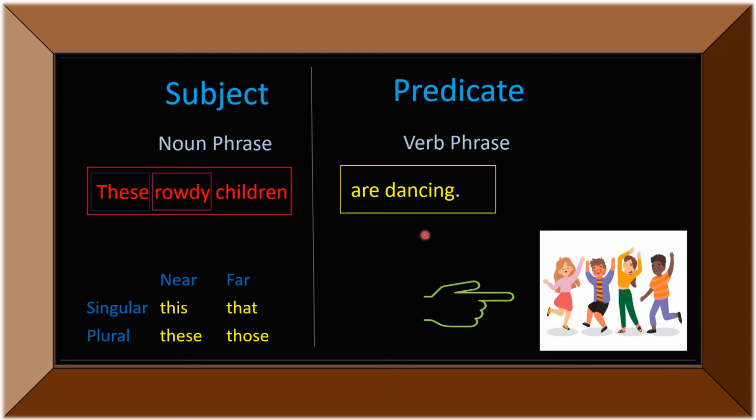These rowdy children are dancing. These rowdy children is the noun phrase and the subject of the sentence. These is a determiner, demonstrative determiner. Rowdy is an adjective, descriptive adjective, attributive adjective. Children is a noun, a concrete noun, a countable noun, a plural noun, an irregular noun, and a common noun. Are dancing is the verb phrase and the predicate of the sentence. Are is an auxiliary verb, primary auxiliary verb. Dancing is a verb, dynamic verb, extensive verb, and intransitive verb.